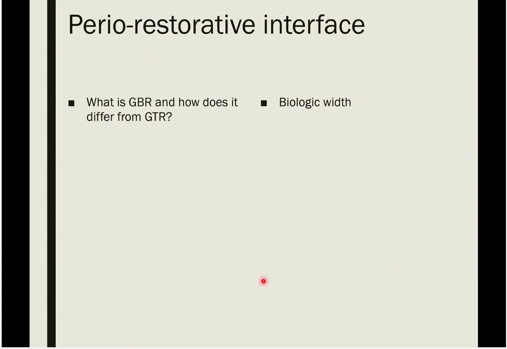I just wanted to go over the perio restorative interface, just to go over what GBR is versus GTR. Guided bone regeneration is for edentulous ridges. It's for ridge augmentation, as opposed to GTR, where the T stands for tooth, but not really, because it stands for guided tissue regeneration. But if you're trying to make sure you're not getting confused, because our residents will do this: GTR for tooth, GBR for bone. Okay. And that was it.